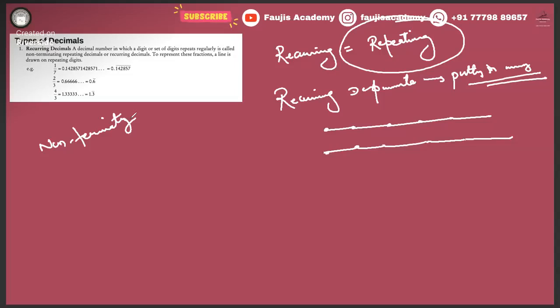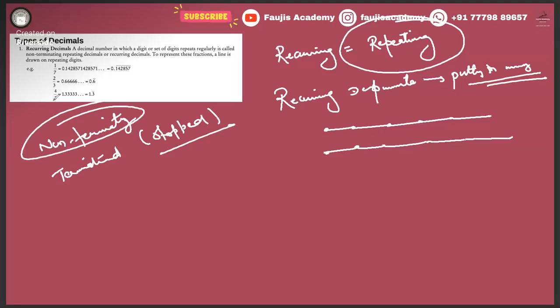If someone has been terminated, terminated means stopped, halted. Non-terminating means something which doesn't stop at all. That is called non-terminating. To represent this, a line is drawn on the repeating digits.